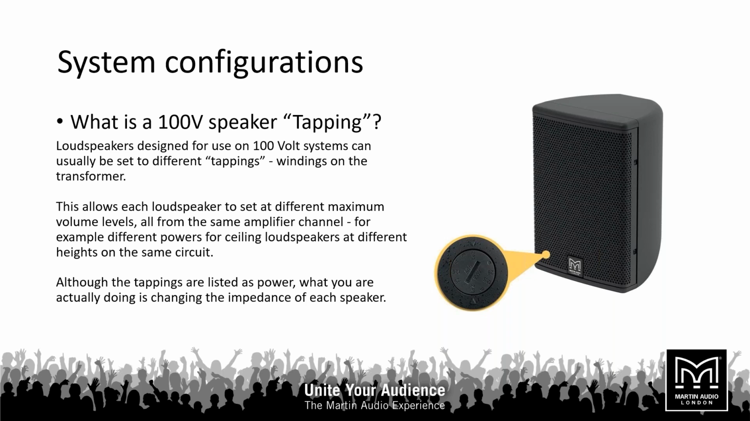So you could actually have two loudspeakers on a 100-volt line system. You can tap them at different points, and that's going to give you a different SPL from each of these loudspeakers, as you've changed the impedance of that loudspeaker locally rather than actually the level at the amplifier.